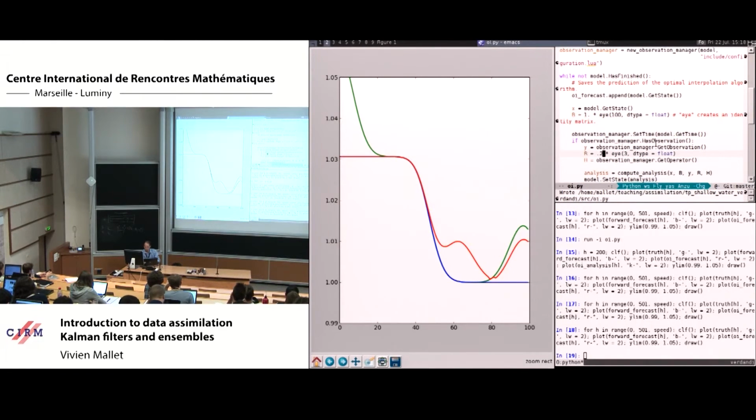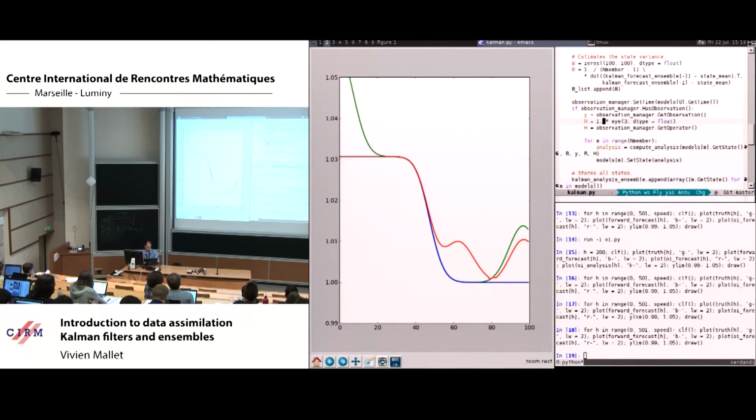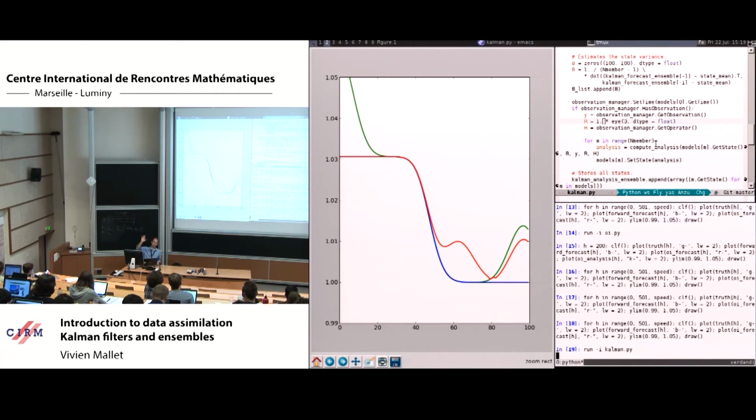Okay, now we'll do the Kalman filter. The ensemble Kalman filter. We can't afford the full Kalman filter. And this one already you see is going to be the ensemble Kalman filter with just 15 members. It's going to be a bit slow.